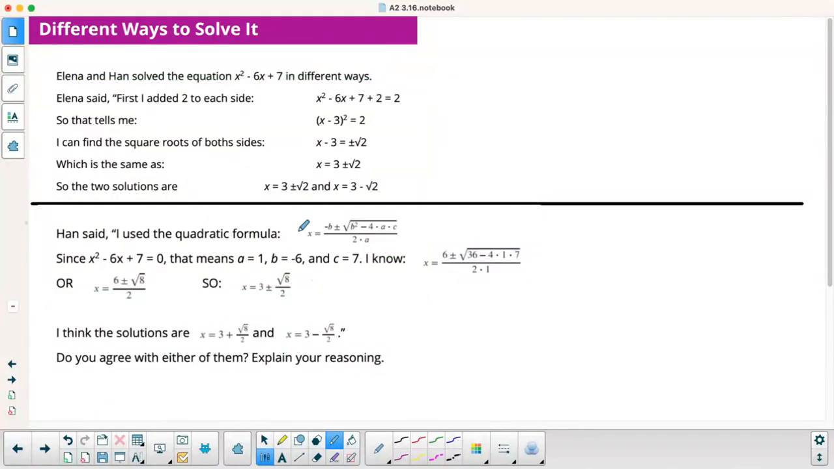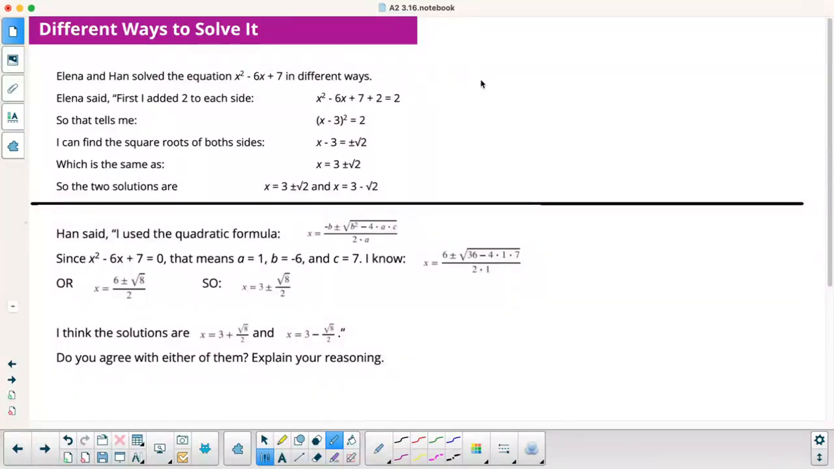All right, so let's look at this first one. Elena and Hans solved this equation different ways. Elena said, first I added 2 to each side. So I guess what Elena wanted to do was make this a 9 so that she could get this factored as a perfect square.